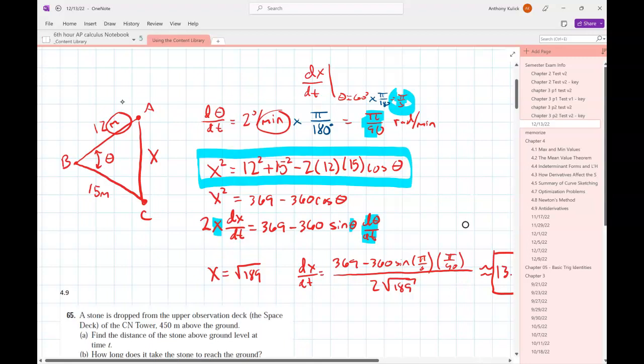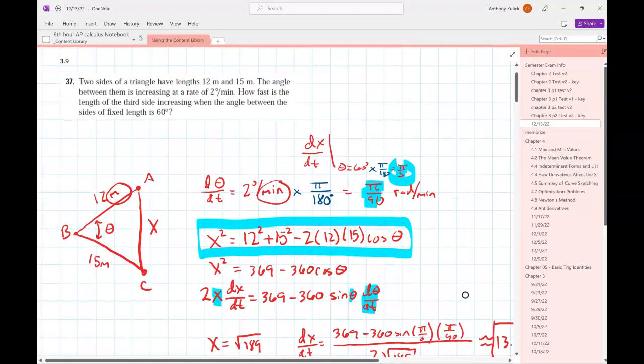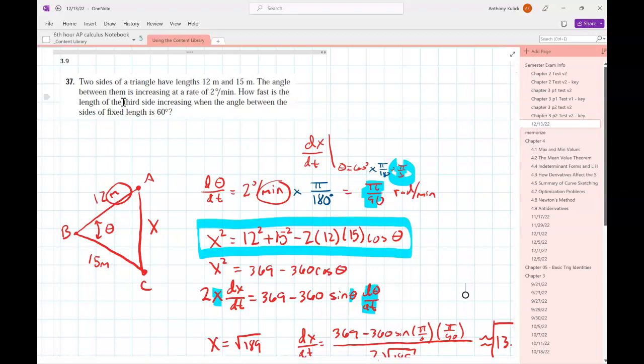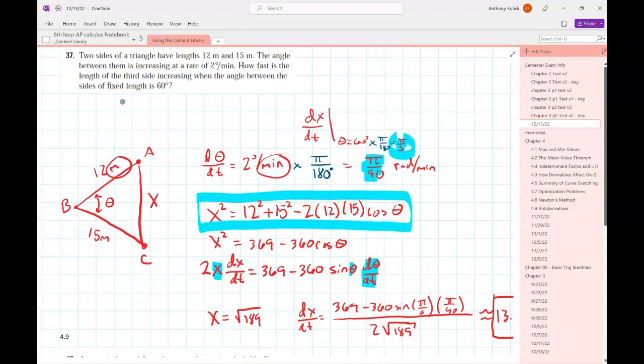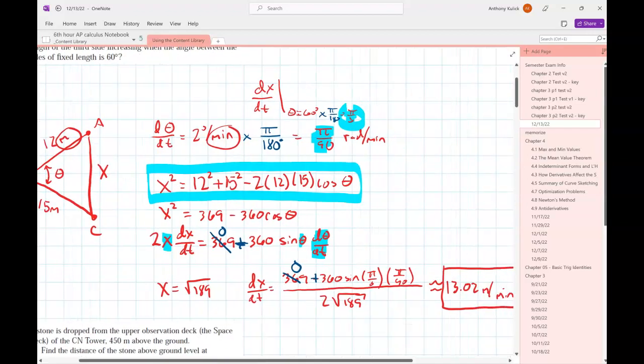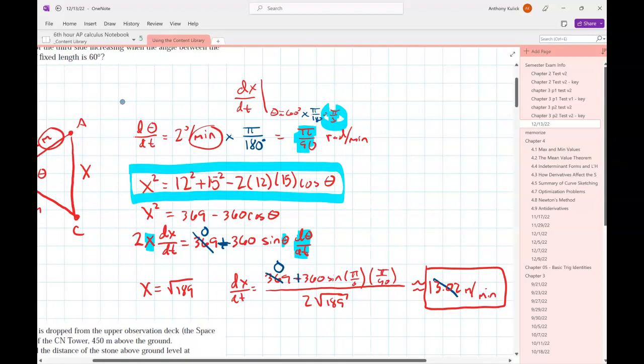One of them was this problem, 39 or 37 from 3.9. So this is a related rates problem. I made a boo-boo when I was doing this because I had a sick daughter and I was distracted. So I blew the derivative here: this should be 0 and this should be plus. And then that's 0 and that's plus. And then this number is just wrong.